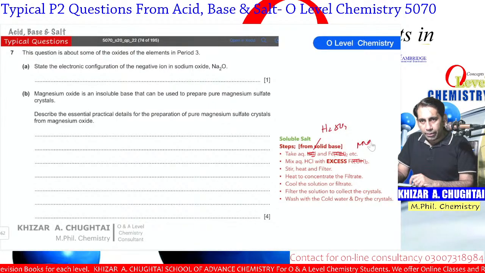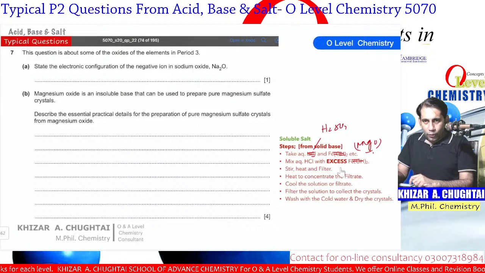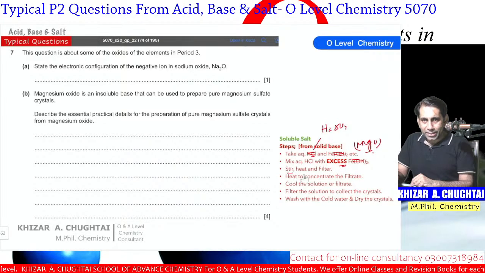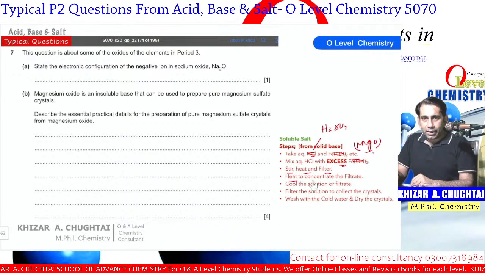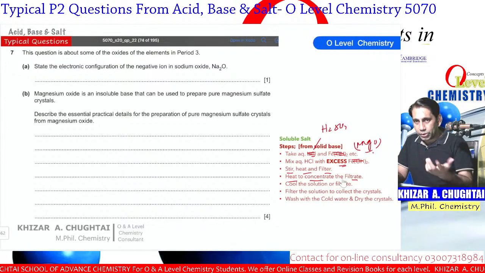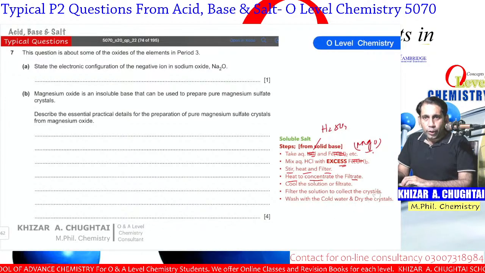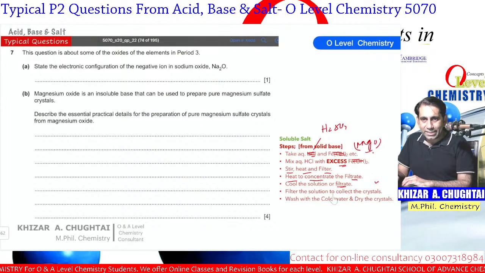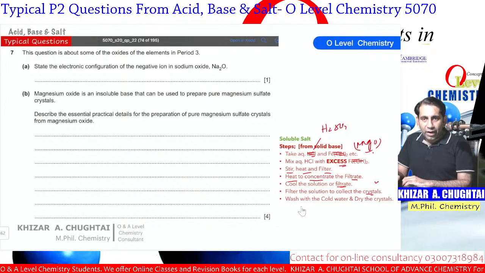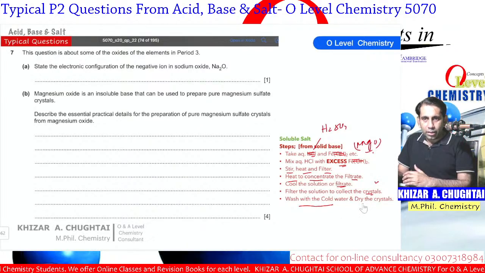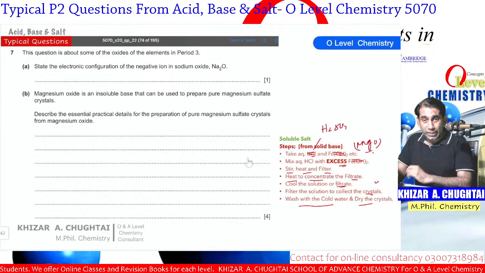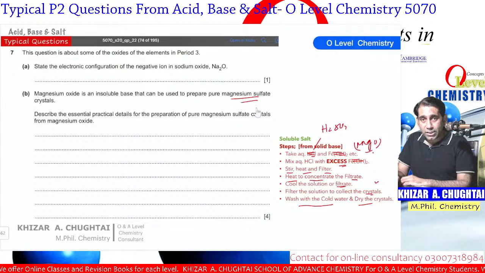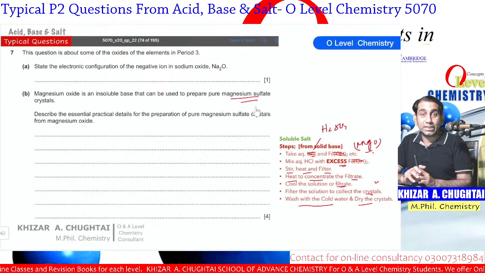You will write MgO, and you will add it in excess to the acid. Stir, heat and filter, heat to concentrate the filtrate, and so on. Filter the solution to collect the crystals, cool the solution to make the crystals, and then the crystals are collected, washed with cold water and dried, because once again this magnesium sulfate is a water soluble sulfate.